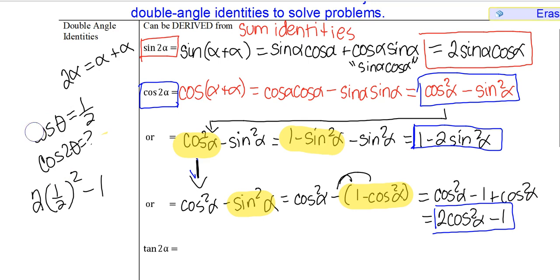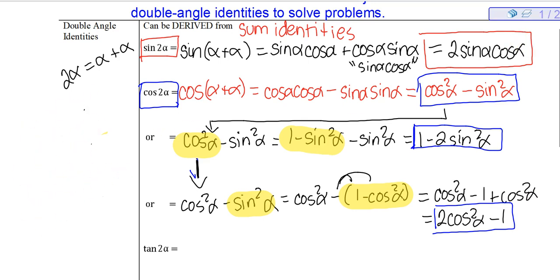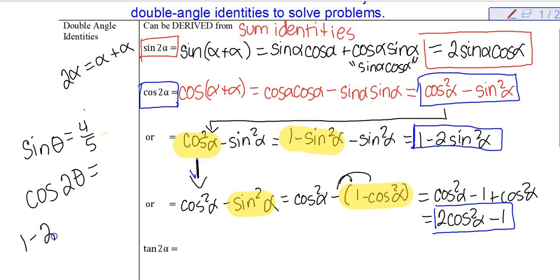What if I instead said this? The sine of theta equals 4/5. And I want the cosine of 2 theta. I want it. What are you going to do? So you're going to pick the second one? Is that what you're telling me? So you'd go 1 minus 2 times the sine of theta, which is 4/5 squared. And you would get your double angle. So this is why it's useful to have all of the forms for that.